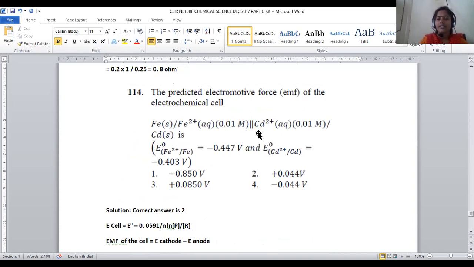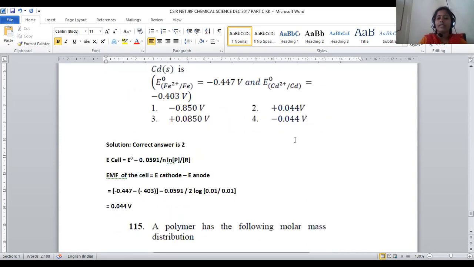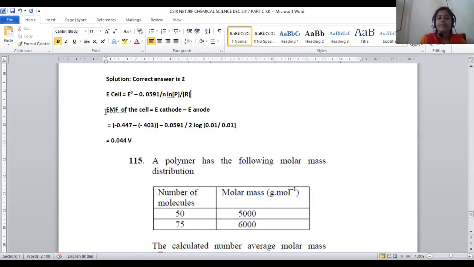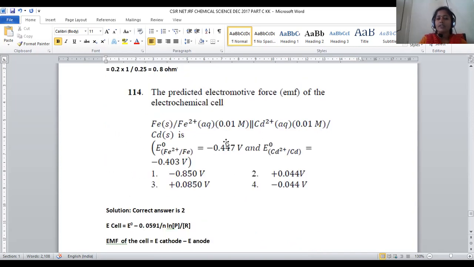Always, a cell notation is represented in such a way that left hand side terms are denoted as anodic and right hand side terms are denoted as cathodic. On the left hand side we have iron plus 2. This is called the anode, which releases electrons and participates in oxidation. Cadmium plus 2, being the electron seeker, will be the cathodic region, right? In order to predict the EMF, the cell EMF is equal to E cathode minus E anode.